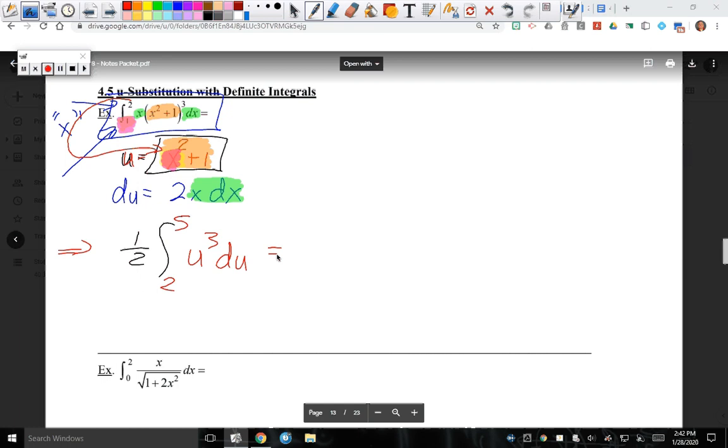Here we go. This is just a rewrite. What's the integral of what you see right now? U to the fourth over 4.